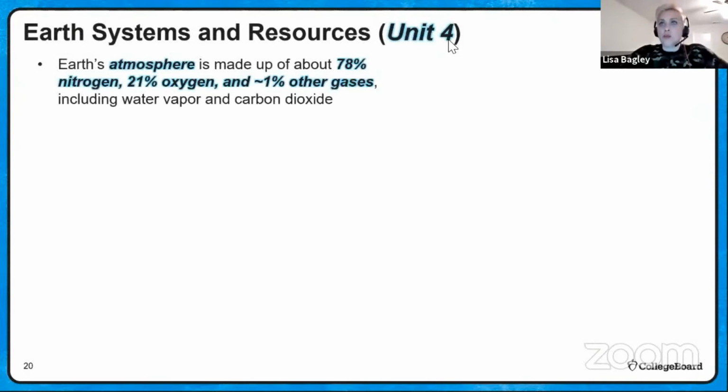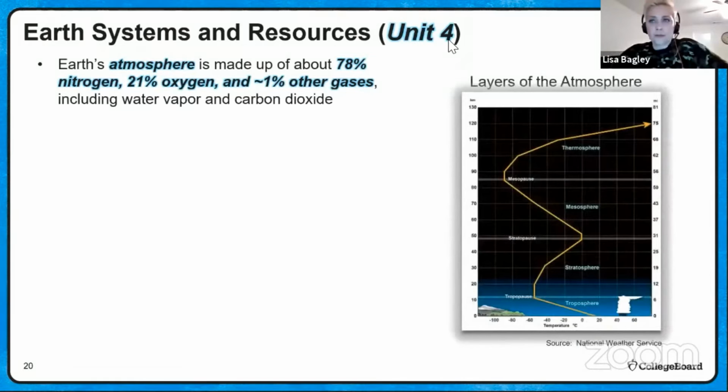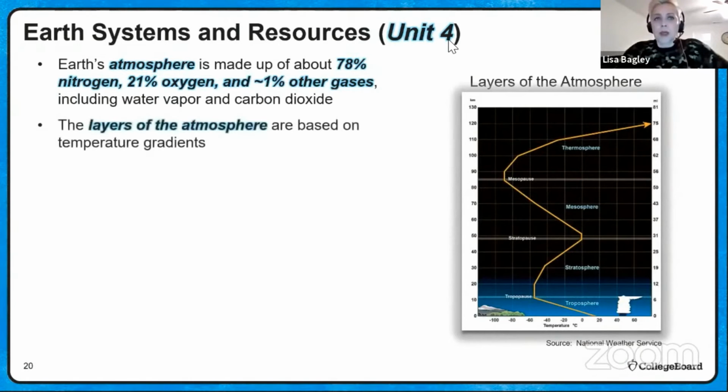All right, let's move from soil to the atmosphere. Earth's atmosphere is made of about 78% nitrogen, 21% oxygen, and about 1% other gases, including carbon dioxide and water vapor. This is a little side view of the temperature gradients of the atmosphere. The layers of the atmosphere are based on temperature gradients.